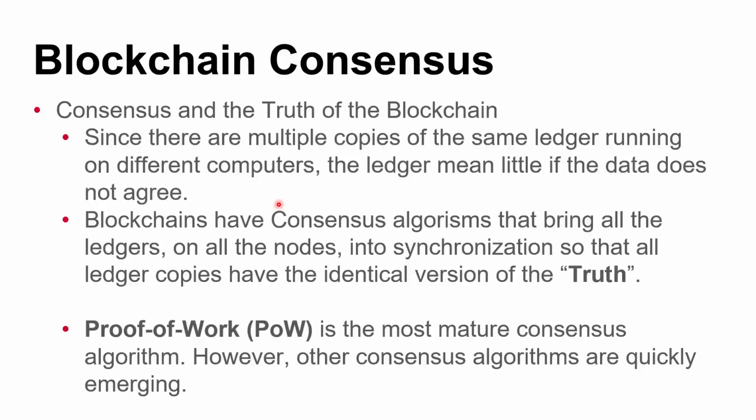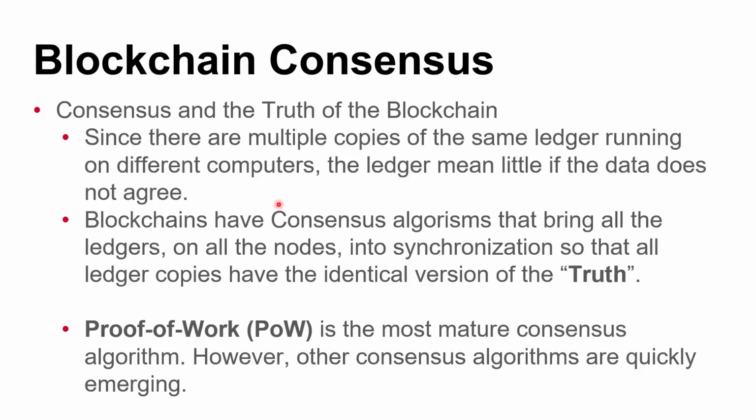The ledger is actually running on different computers, which means the ledger configuration, the data, however you want to discuss it or indicate it, can drift a little bit. So there may be times where the ledgers do not agree, and they have to agree. So blockchains have consensus algorithms that bring all the ledgers on all the nodes into synchronization so that all the copies of the ledger are identical again. Quite often this is referred to, like I said, as the truth.